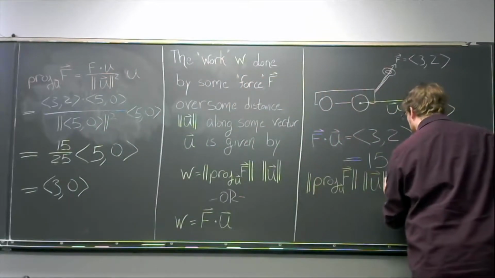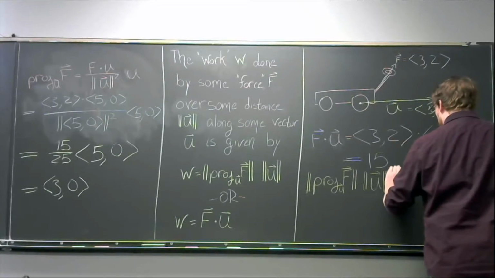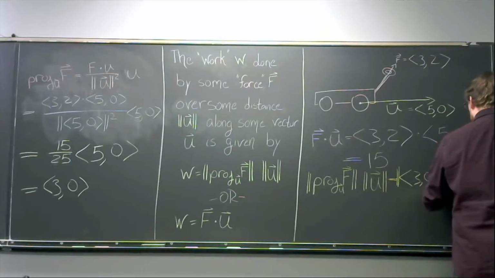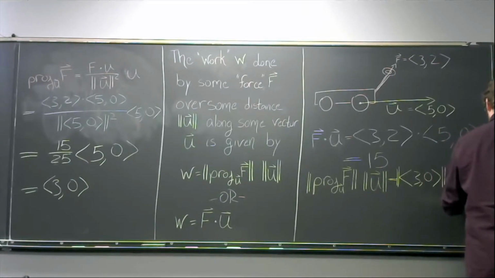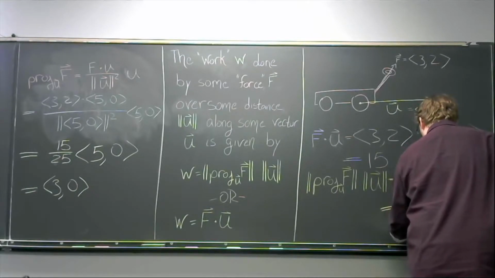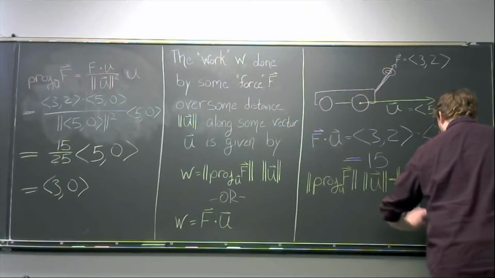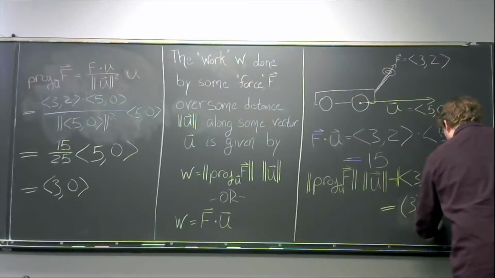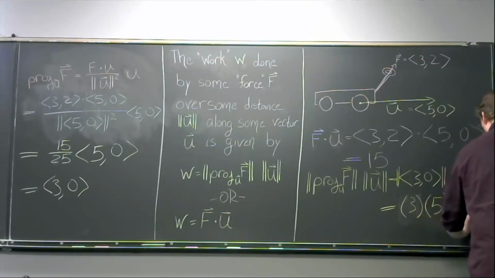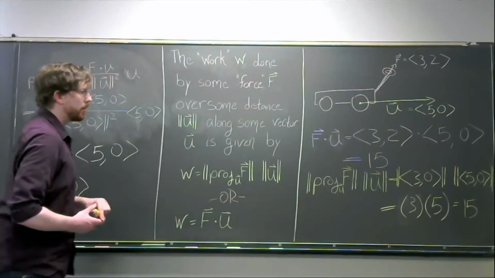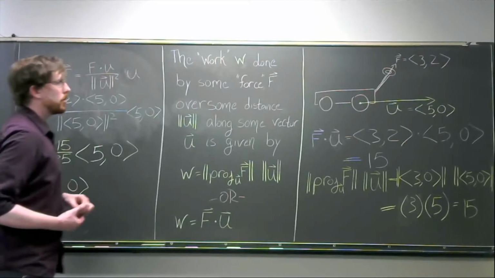So this is the magnitude of the vector 3, 0 times the magnitude of the vector 5, 0, which is just going to be 3 times 5, or 15. So they come out to be the same. These things are equivalent. Well, that's convenient.